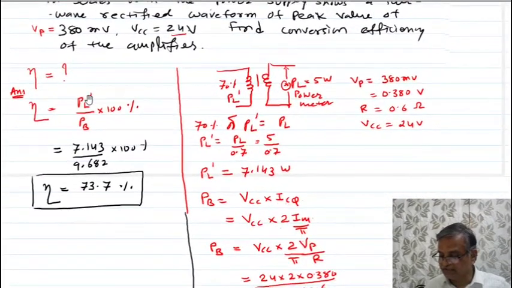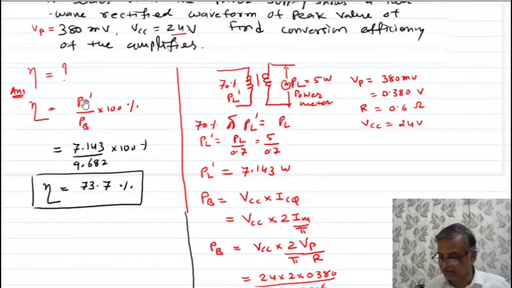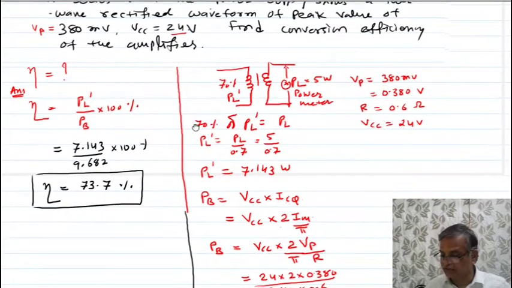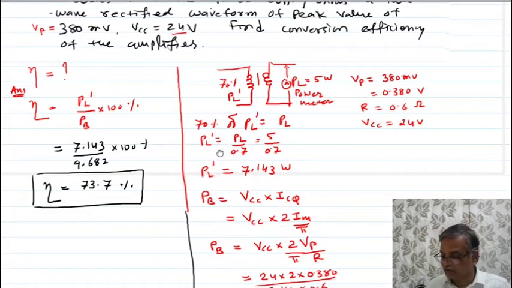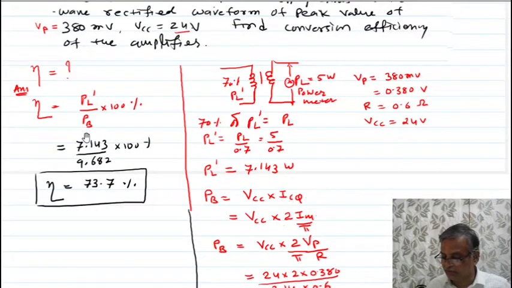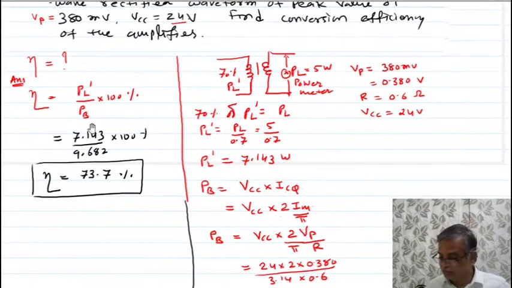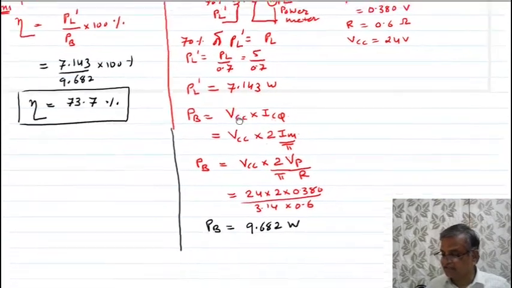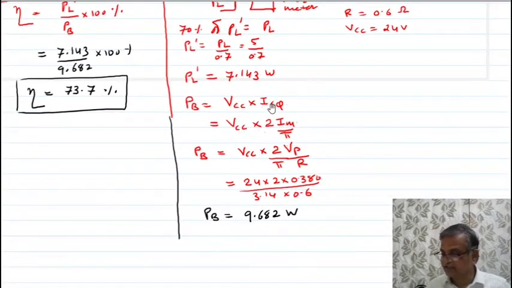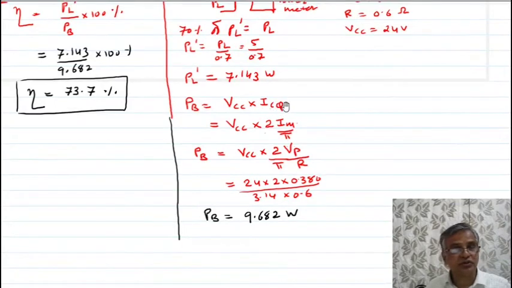So what is the efficiency? PL dash upon PB into 100. I have to find the PL dash. So 70% of PL dash is equal to PL. So PL dash I will find. I put this value here. Now PB is nothing but the VCC into ICQ. What is ICQ? It's the quiescent condition current.